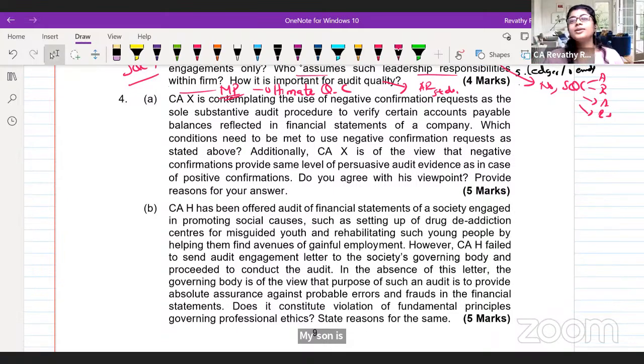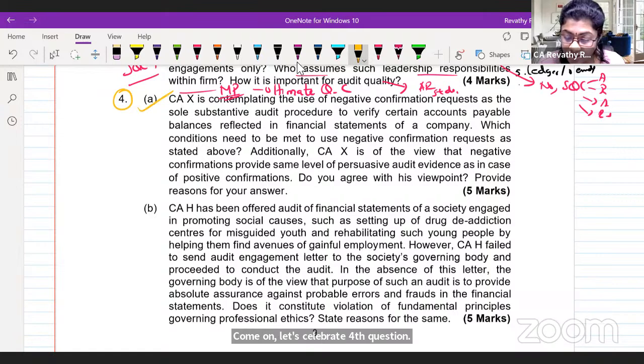So can we go to 4? Yes. Come on, let's celebrate 4th question. CAX is contemplating the use of negative confirmation request. Which essay came to your mind?